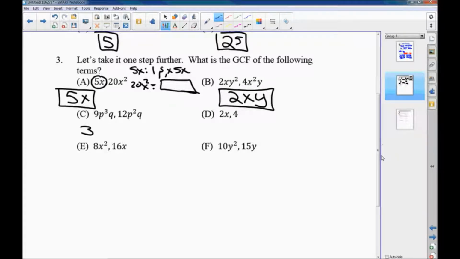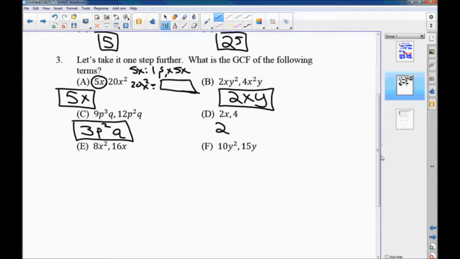The biggest number of p's that can divide evenly into both is p squared. Okay, that won't make any fractions. And the most number of q's that can divide evenly into both is 1 single q. Okay, for 2x and 4, the biggest number that will divide into 2 and 4 is 2.